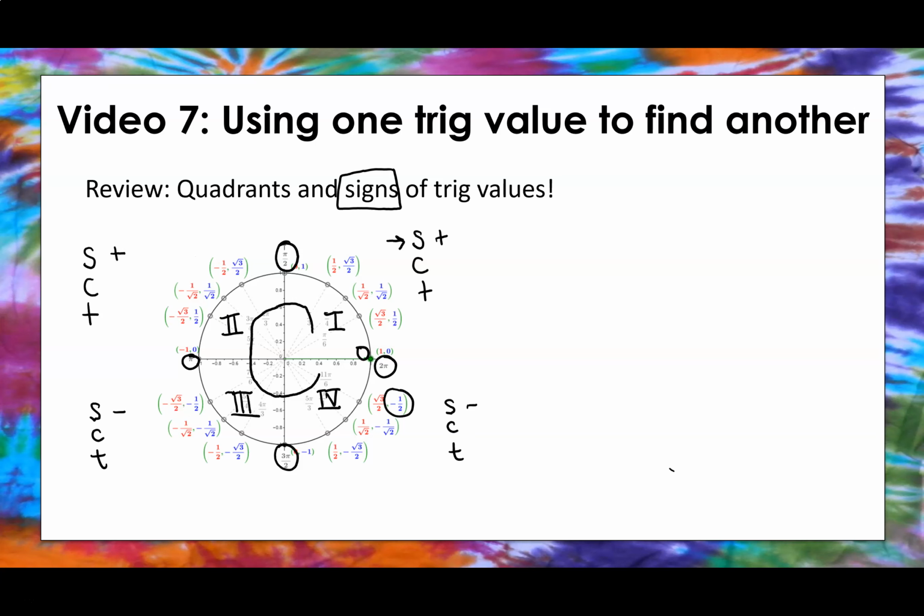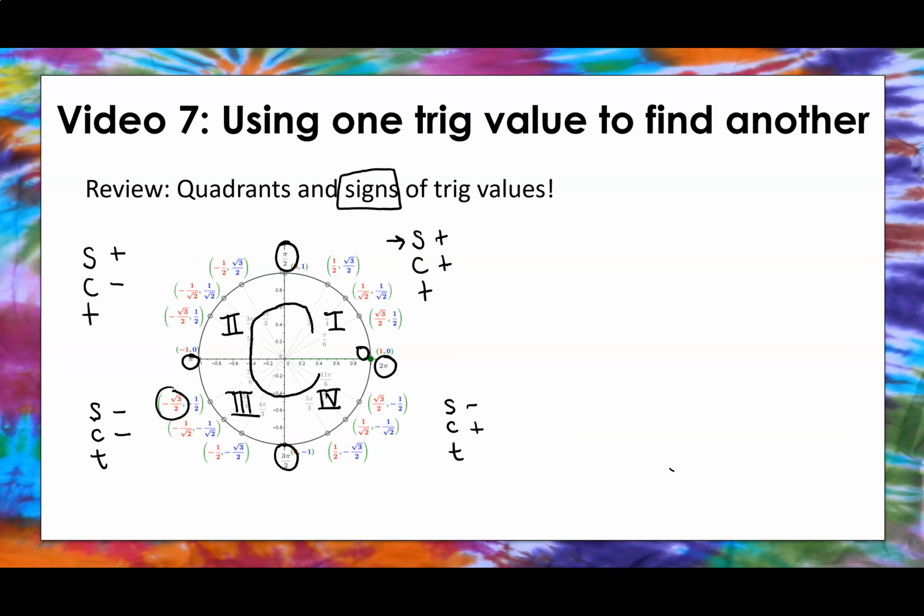Now let's deal with cosine. Cosine, of course, are the red coordinates, the first coordinates. So here we've got a positive, here we've got a negative, here we've got a negative, here we've got a positive, and let me go ahead and erase these.